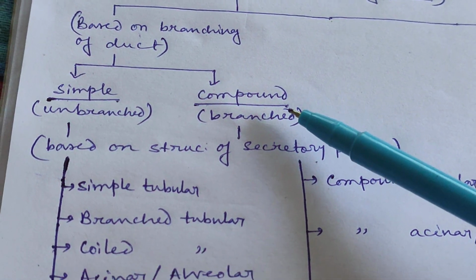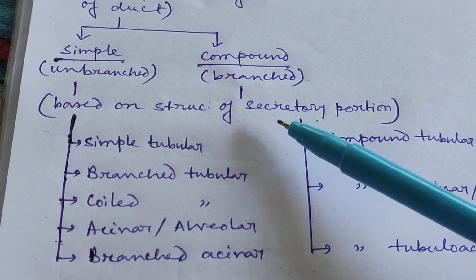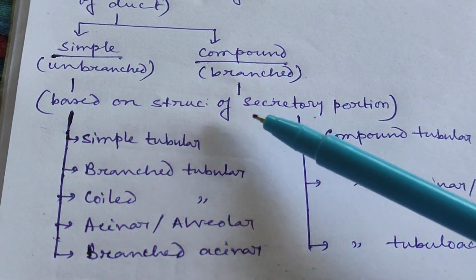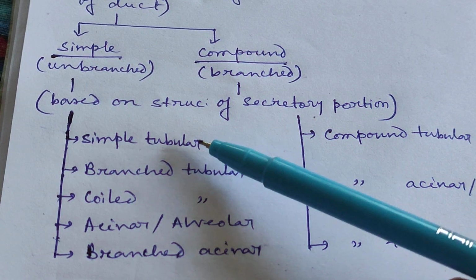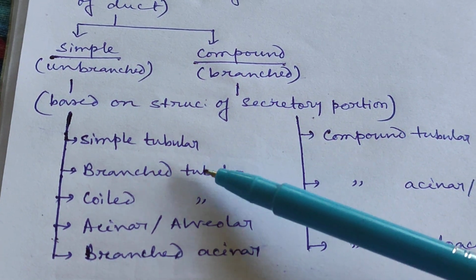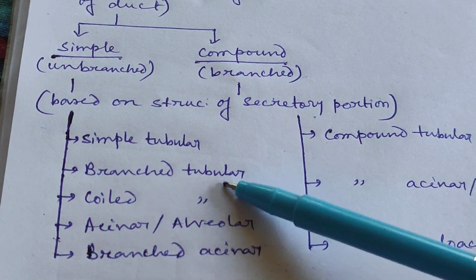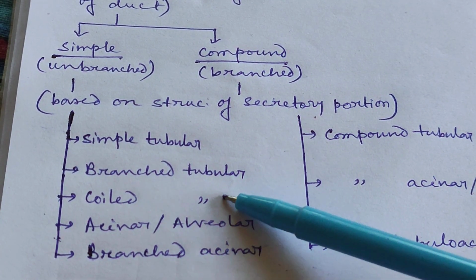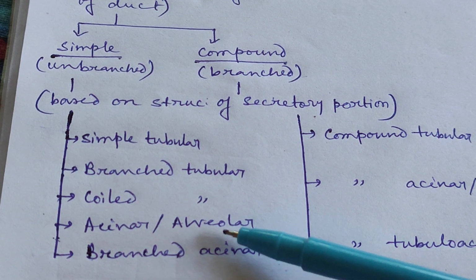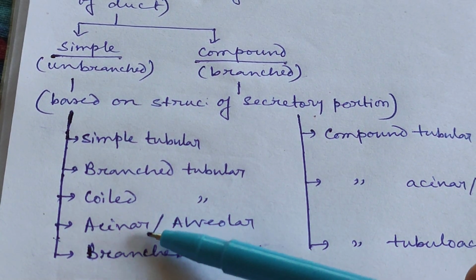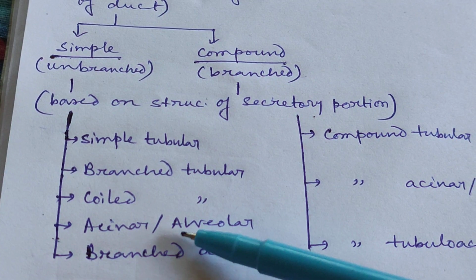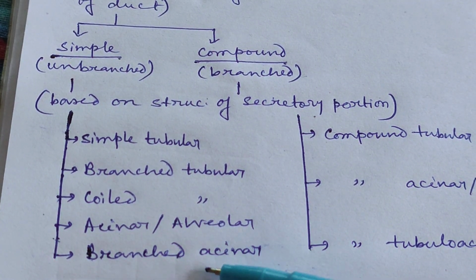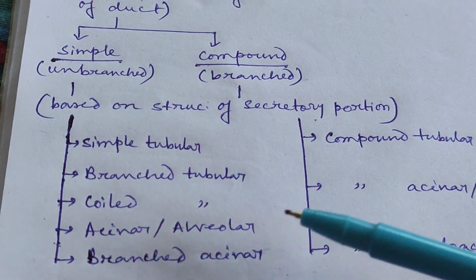Now, after branching of the duct, we are going to focus on the structure of secretory portion. If the secretory portion is of tubular type, then we call it simple tubular, and if the tubule is branched, we call it branched tubular. Then it could also be of coil type, then coiled tubular. On the other hand, the secretory part can be cup-shaped or acini shaped or alveoli shaped. Then we call it simple acinar or alveolar, and when it is branched, then we call it branched acinar.